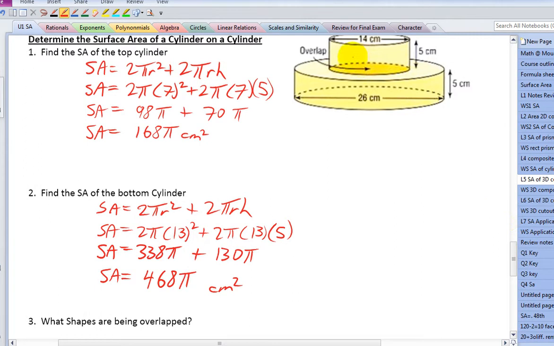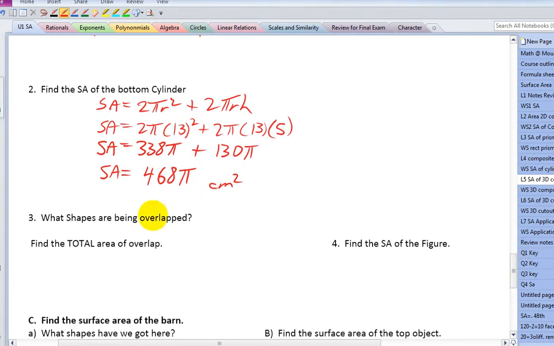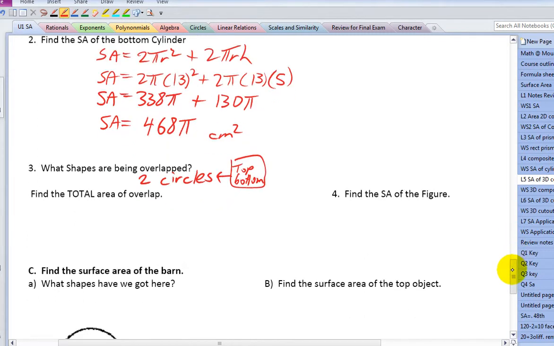What shapes are being overlapped? Right here. Good. I like how you guys mentioned 2, because you do need to know that. It's 2 circles. One from the top and one from the bottom, right where they touch. Okay. Good. So find the total area of overlap.